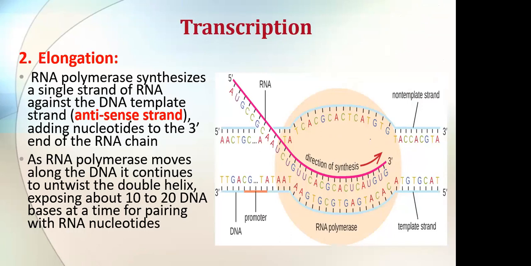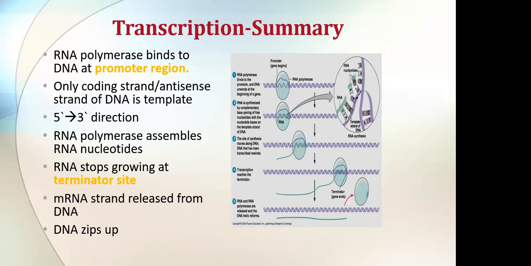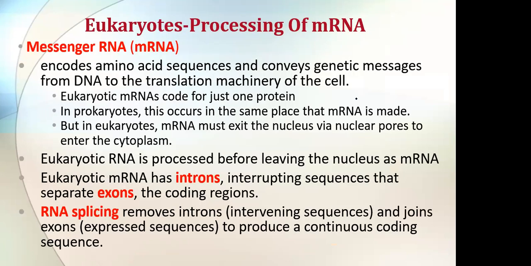The template strand is called the antisense strand. Remember, both strands are there. If this is the template strand, then it's called the antisense strand, and the complementary strand is called the sense strand, actually the positive sense strand. Okay, so by the process of transcription, the cell makes messenger RNA.